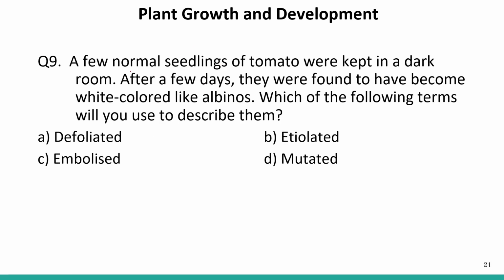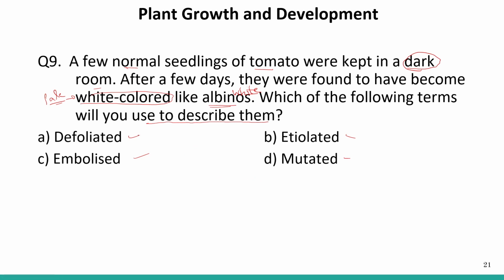Now the next question is, a few normal seedlings of tomato were kept in dark. You can circle it. They were kept in a dark room. After a few days, they were found to have become white colored, meaning they become pale. White colored means there was no chloroplast or there was chloroplast degradation. They became albino, meaning white or pale. Now, which of the following terms will be used to describe them? Options are defoliated, etiolated, embolized, and mutated.